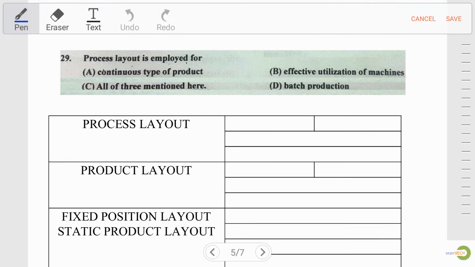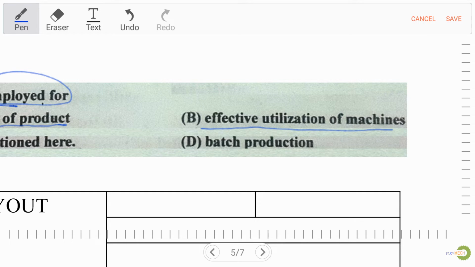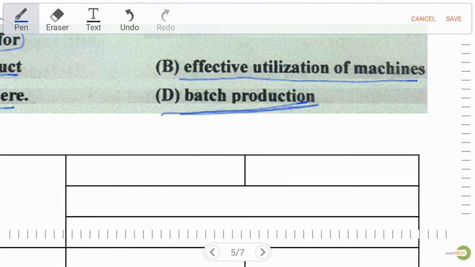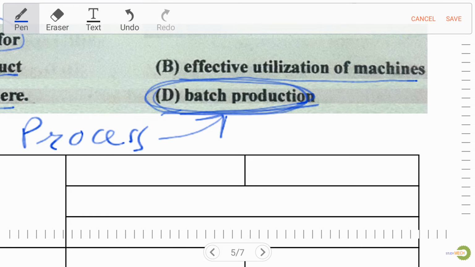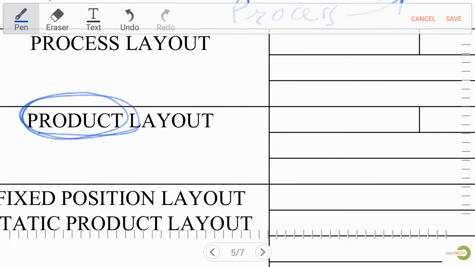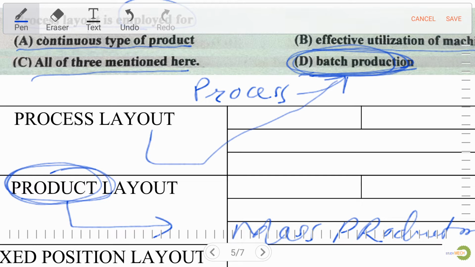Our next question is, the process layout is employed for. Our options are A, continuous type product, option B, effective utilization of machine, option C, all of the three mentioned here, and option D, batch production. Always remember that process layout is employed for batch production. So our right answer is D, batch production. And let's move to the next detail, product layout. Product layout is always employed for mass production, while process layout is employed for batch production.